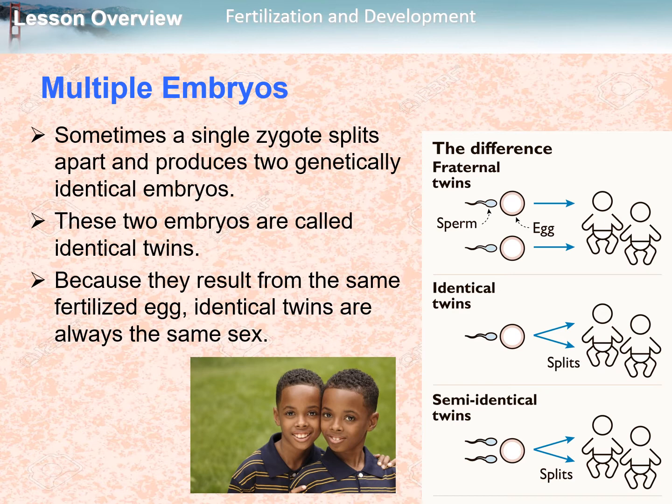If you look at the figure on the side, for fraternal twins, two egg cells have each been fertilized by a sperm. In identical twins, one egg cell has been fertilized by a sperm, but then it splits during the zygote stage, and it may form two developing embryos. And the semi-identical twins are those in which two sperms have fertilized one egg cell and it splits during the zygote stage as well.